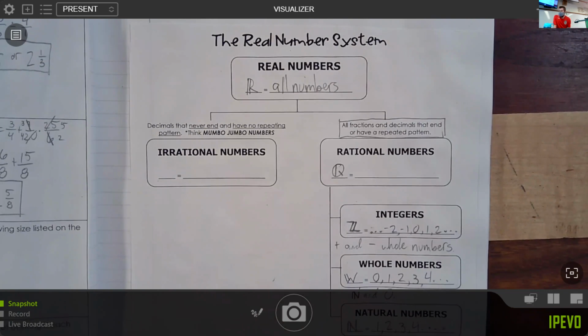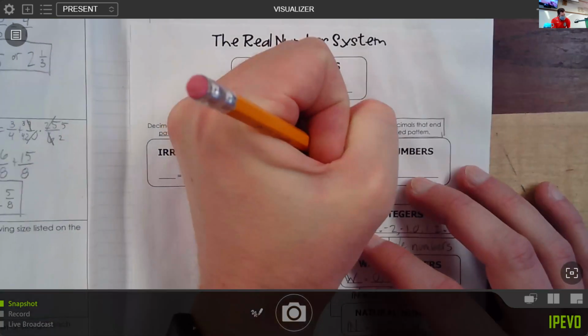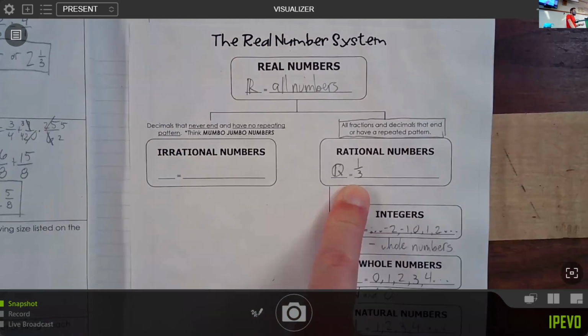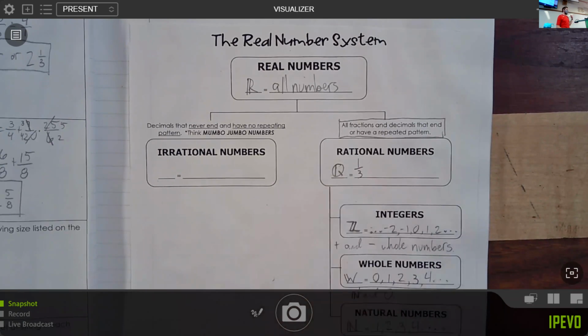So rational numbers, let's see, the example that it gives is like 1/3. So that's a fraction. But this turns into a decimal that repeats, right? It's 0.3 repeating, but this is rational. So anything that could be written as a fraction.